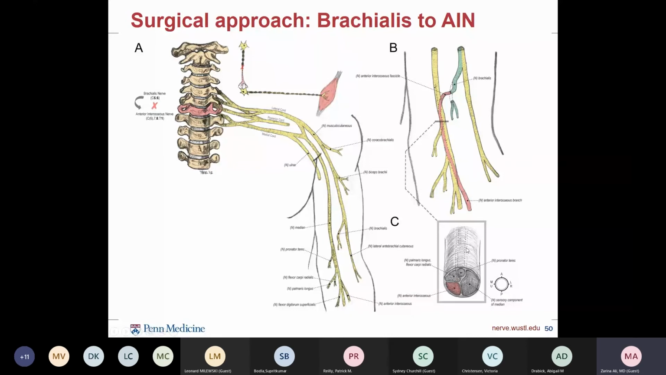So understanding this topography is important because we are able to perform an internal neurolysis of the median nerve to isolate out the AIN component, and then direct the donor, which in this case is the nerve to the brachialis muscle, and coapt it to a fascicle of the AIN.